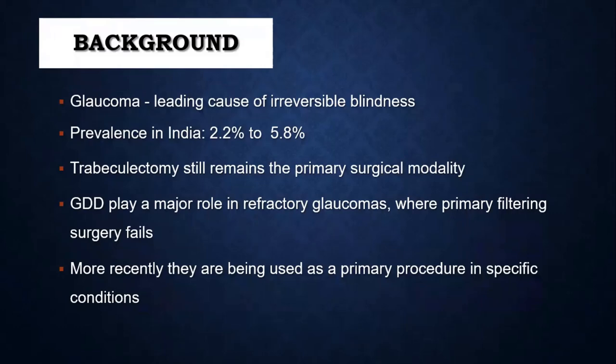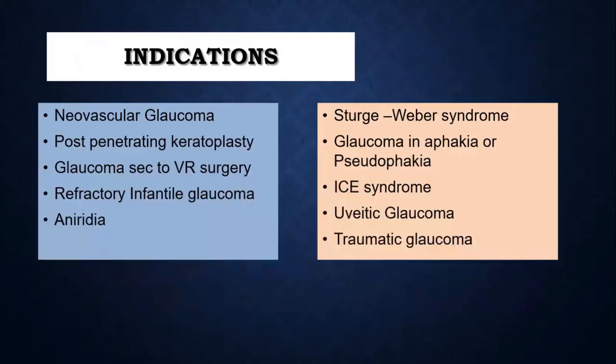And we have to accept GDD also plays a major role in managing refractory glaucomas where primary TRAP is going to fail. And of late, this GDD is also being used as a primary procedure too, in certain conditions like NVG, post-PKP glaucoma, glaucoma secondary to VR surgery, refractory infantile glaucoma, uveitis-associated glaucoma, and glaucoma associated with SPS, aphakia, pseudophakia, eye syndrome, uveitic and traumatic glaucoma.